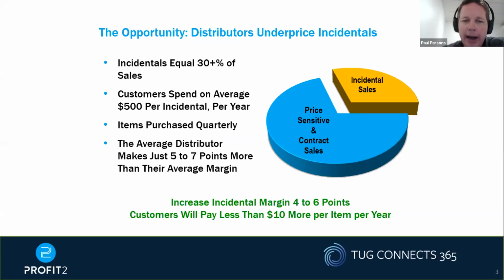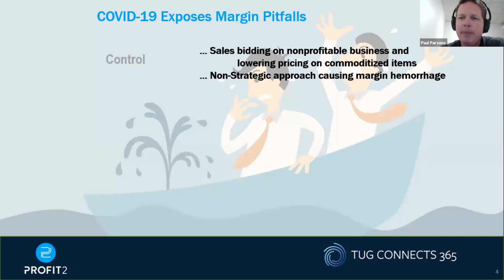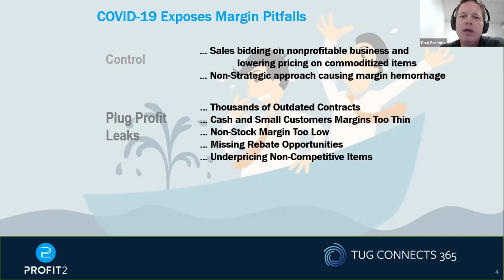So let's talk about some of the margin pitfalls that have been exposed over the last 6 months and have existed honestly for a long time in distribution. But sales bidding on non-profitable business and not having a strategic approach to pricing sometimes, especially in times of fear like this, can cause margin to hemorrhage. Most distributors have thousands of outdated contracts. Their spread on their cash and small customers is way too thin.